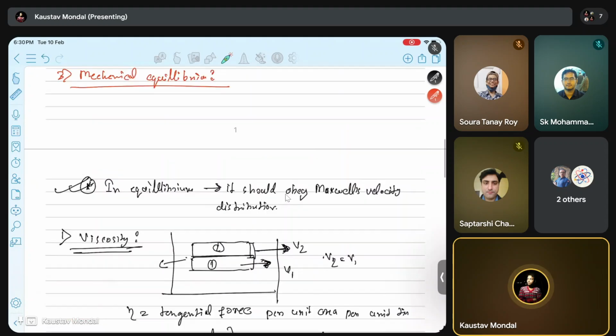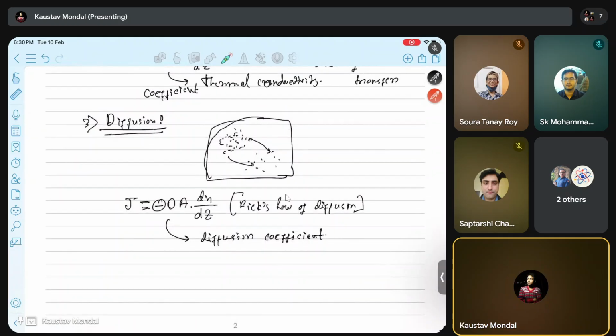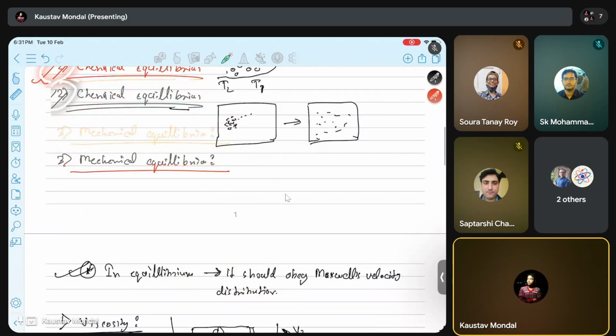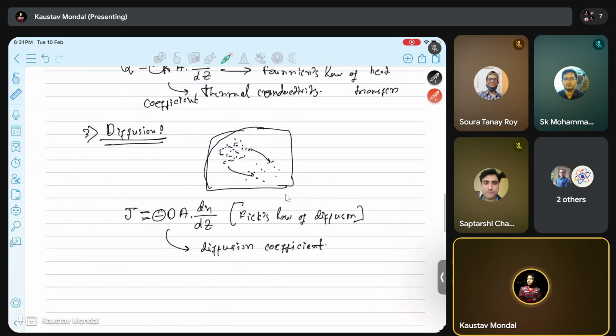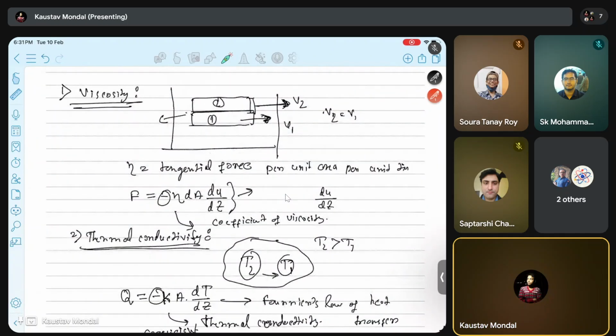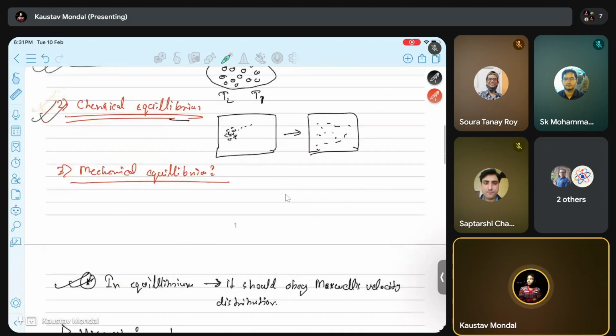And third, if there is some inhomogeneity in the concentration of the gas molecules, then in order to attain chemical equilibrium, the system shows this diffusion behavior. So these are the three types of transport phenomena shown by any gas or fluid system in order to attain these three different types of equilibrium.